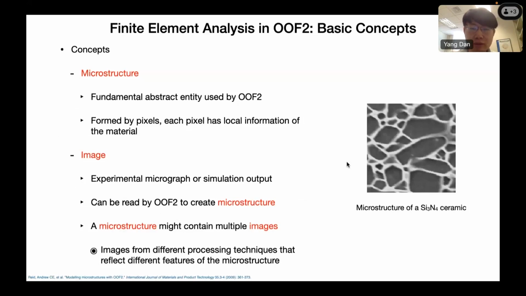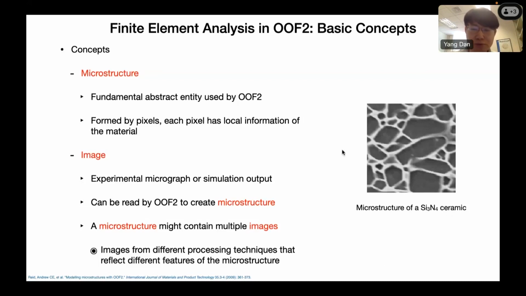And then I'll go into the basic concepts of the UIUC 2 software and show how it works when solving problems. So first, there are some important concepts here. For example, the microstructure. The microstructure is the fundamental abstract entity used by UIUC 2. If you want to study some kind of material, we say that we are looking at the microstructure of the material and try to build our models based on the microstructure.